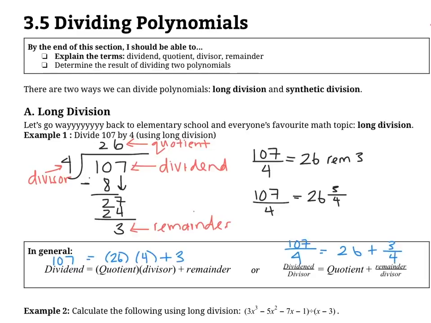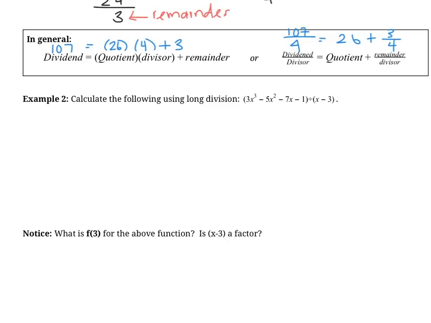So those are two equivalent ways of representing the relationship between all of those 4 things: dividend, quotient, divisor, and remainder. So now that we feel confident in that, we're going to start using long division to divide these polynomials. And this is going to be how we start factoring these polynomials.